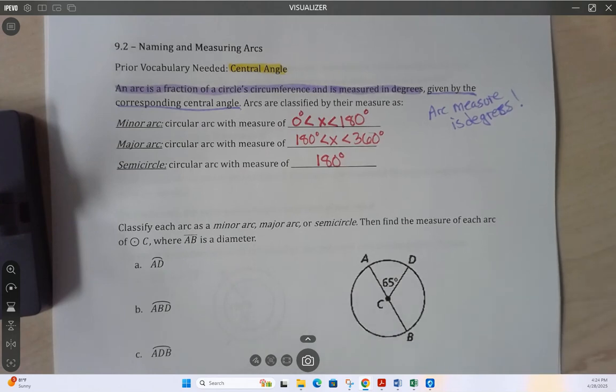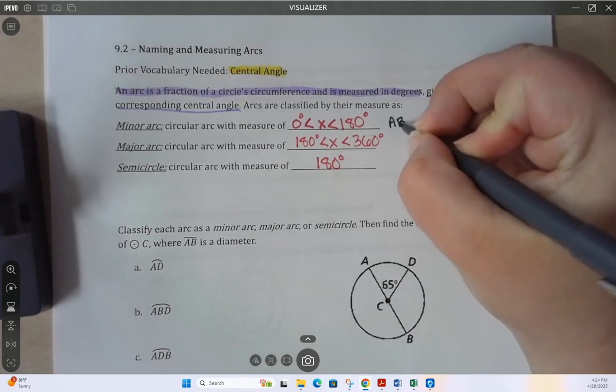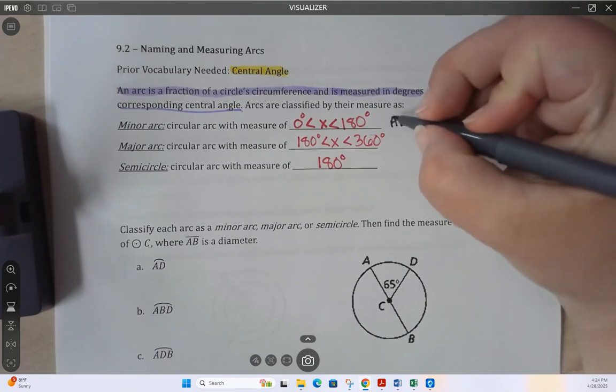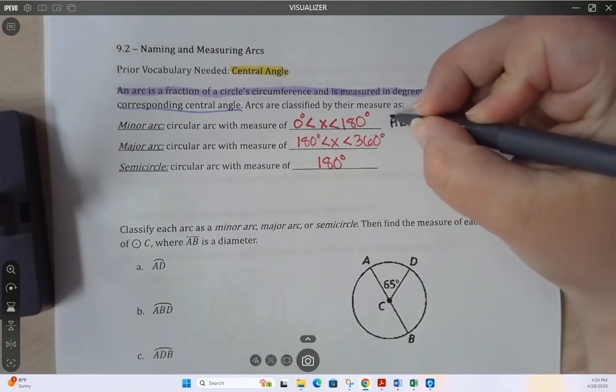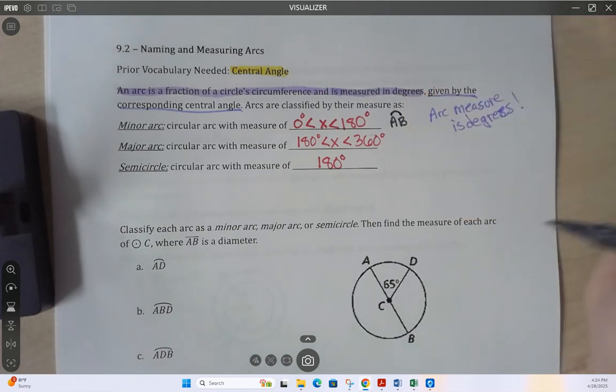A minor arc is named by just the endpoints. So if our endpoints are A and B, we would say AB. Similar to how segments had a bar, lines had a line, rays had a ray, very similar to all of that, arcs have an arc, a little curve.